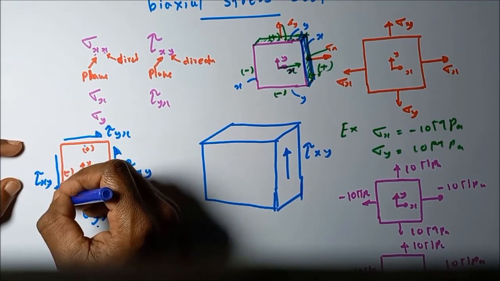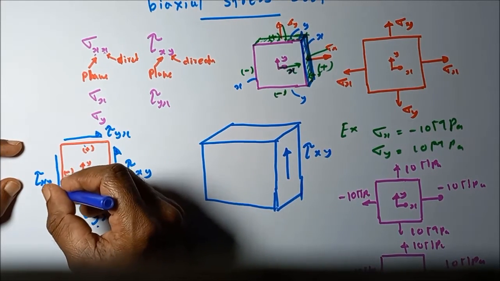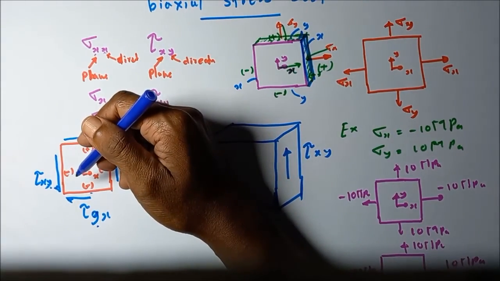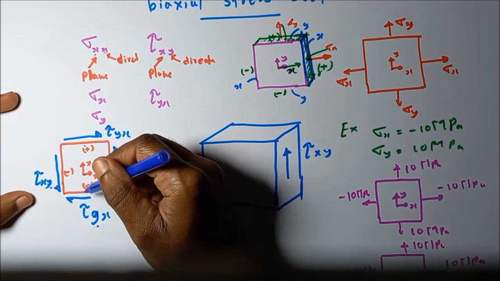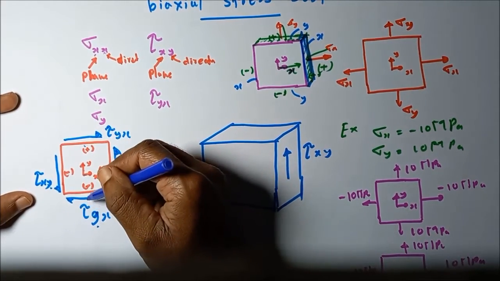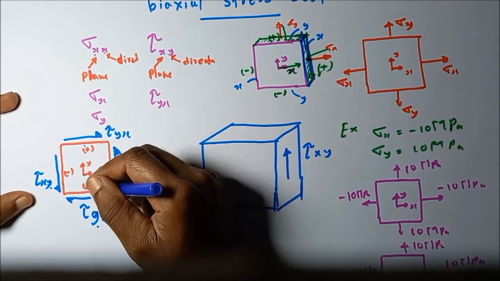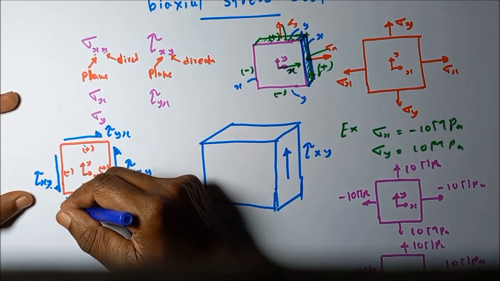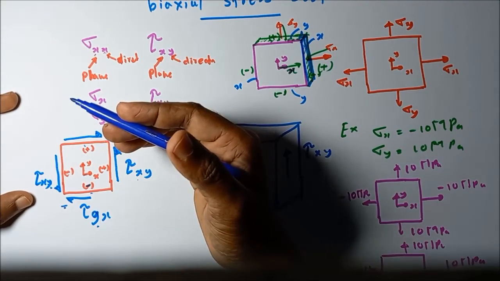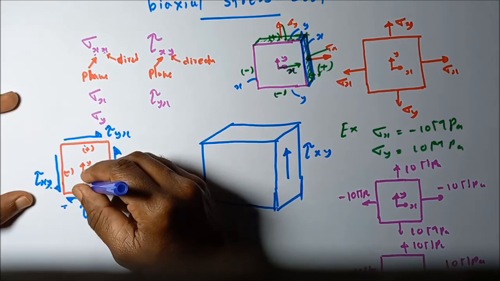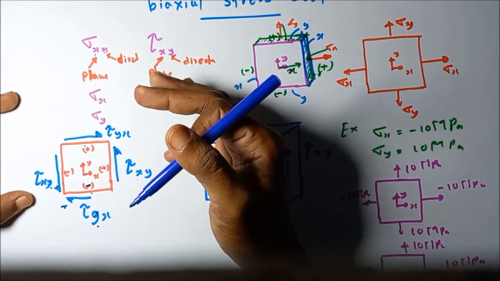Here it is acting in the negative y direction, the direction is y, and it is acting on an x plane, that's why it is yx. This is how it works: when the shearing stress is acting on a negative face, and it is directed in the negative coordinate direction, then we take this shearing stress as positive. Here the face is negative and it is also directed in the negative direction, so negative times negative becomes positive. You can remember the concept that way.